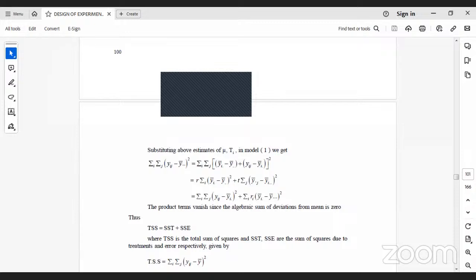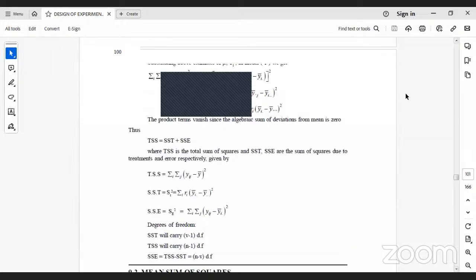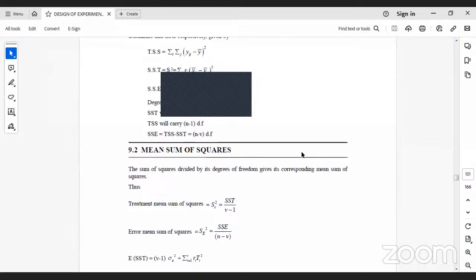TSS is equal to SST plus SSE, where TSS is the total sum of squares, SST is the sum of squares due to treatments, and SSE is the error sum of squares. The degrees of freedom: SST carries v minus 1, TSS carries n minus 1, and SSE carries n minus v.